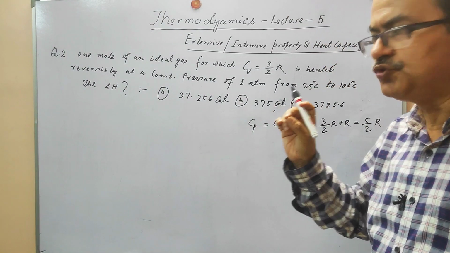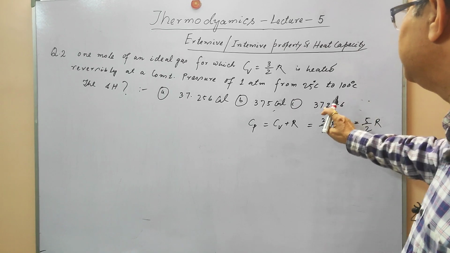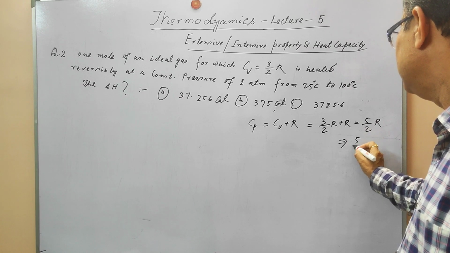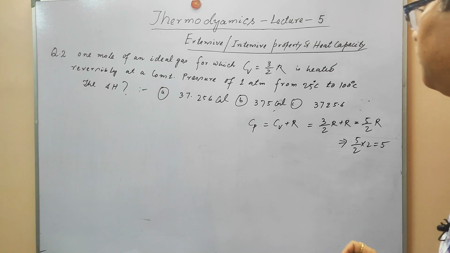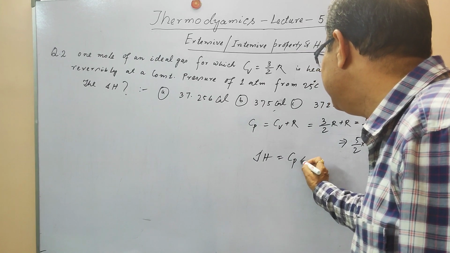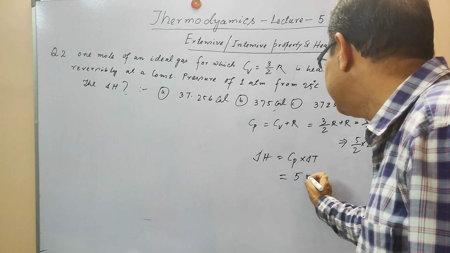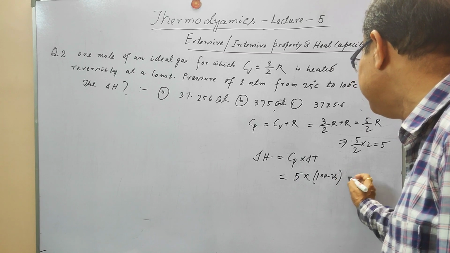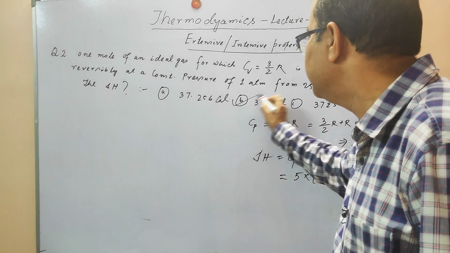But sometimes when it is given in the joule, at that time this R will change. R will be 8.3. So it is given in the calorie, so R is equal to 2. So 5 by 2 into 2, it will be 5. So we know what del H is. Del H is nothing but Cp into del T. So Cp is already calculated and del T is 100 minus 25, that is 75. So it will be coming around 375 calories, and that will be the answer.